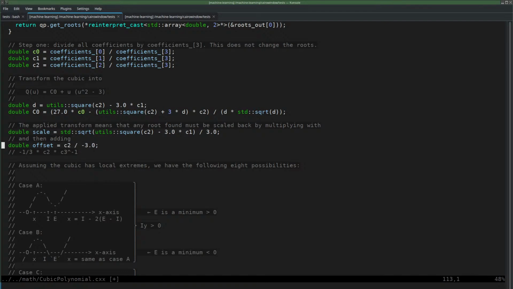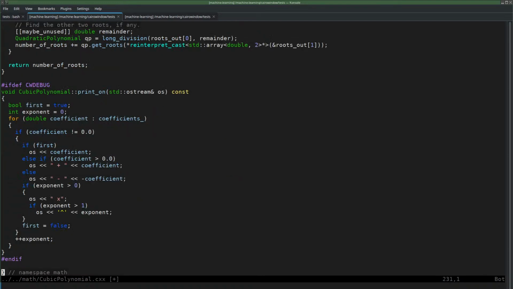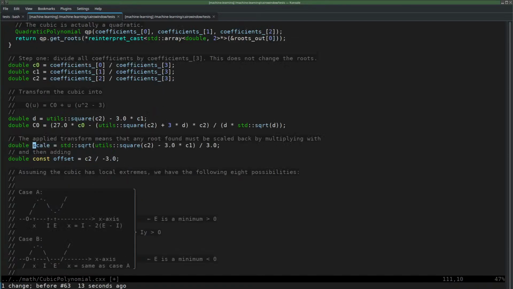Actually keep the constants together. So C2 divided by -3. And this C2 is actually C2 divided by C3 already. So this should be it. I'm gonna make them const. So multiply by scale and add offset. Oops.